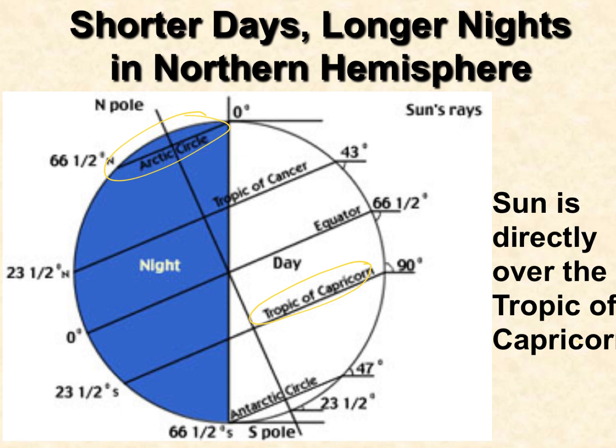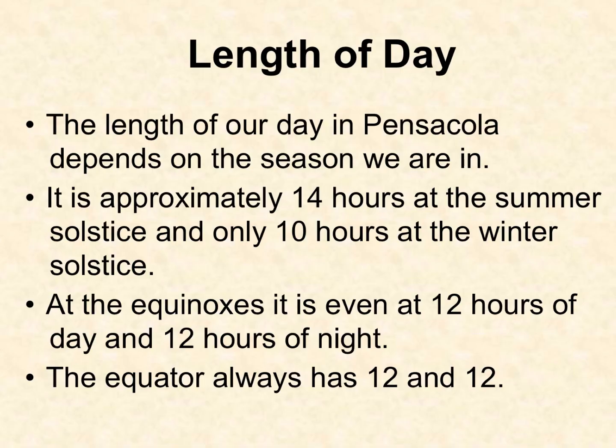You may notice that these two lines, the Tropic of Cancer and the Tropic of Capricorn, often labeled on a globe, have names associated with a couple of zodiac constellations. That's not a coincidence. If you're in my lab class, we'll look at why those lines are named the way they are. This is why the length of a day changes over the course of a year.